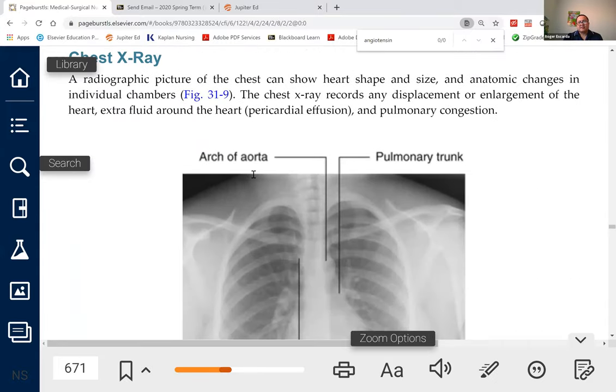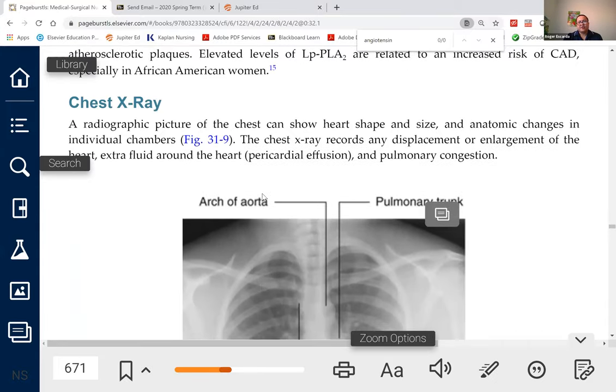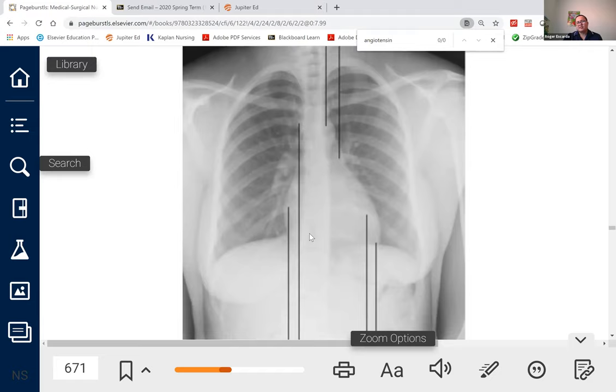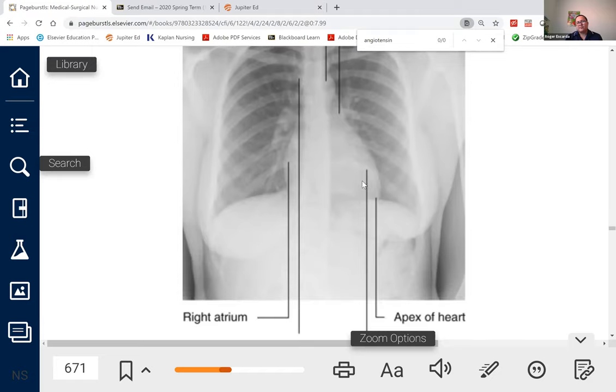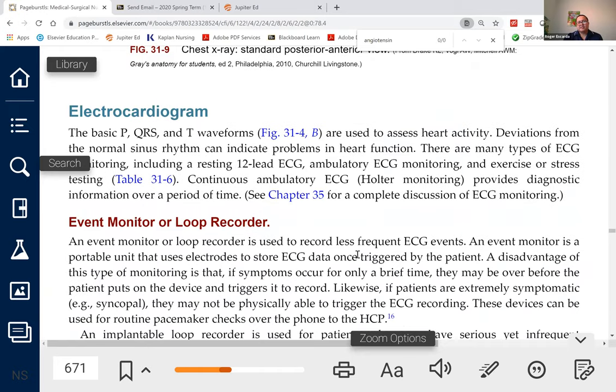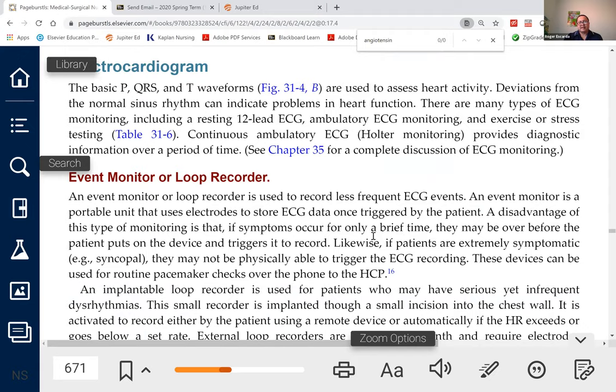And the rest of these I'll leave for you. They're just nice to read. X-ray, of course, is necessary in order to see also if the patient is really having a heart failure or if it's something else. EKG, we'll discuss in the dysrhythmia chapter. I won't do it today.